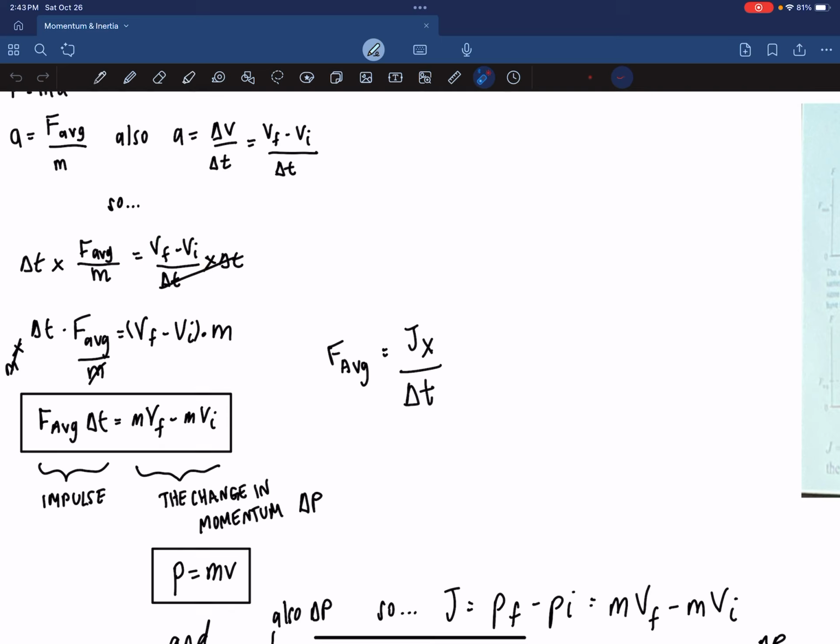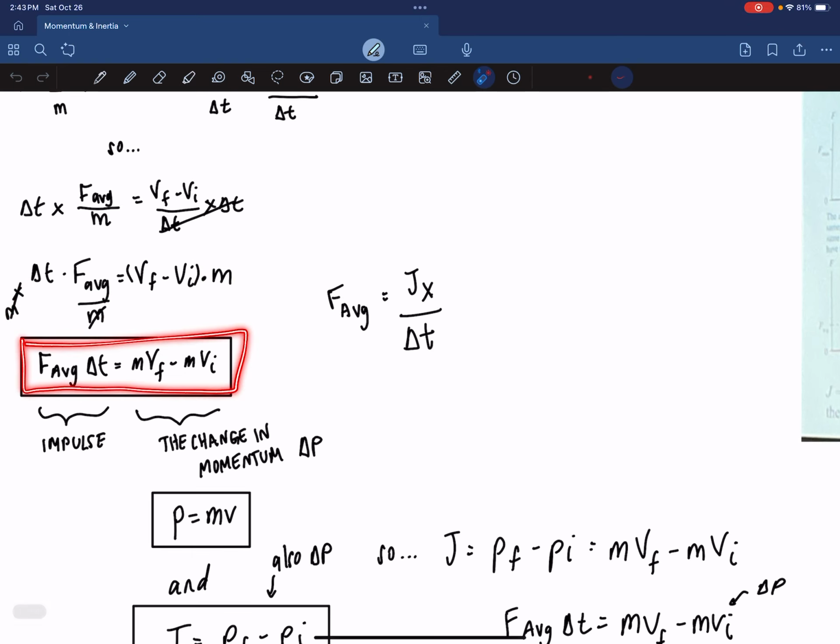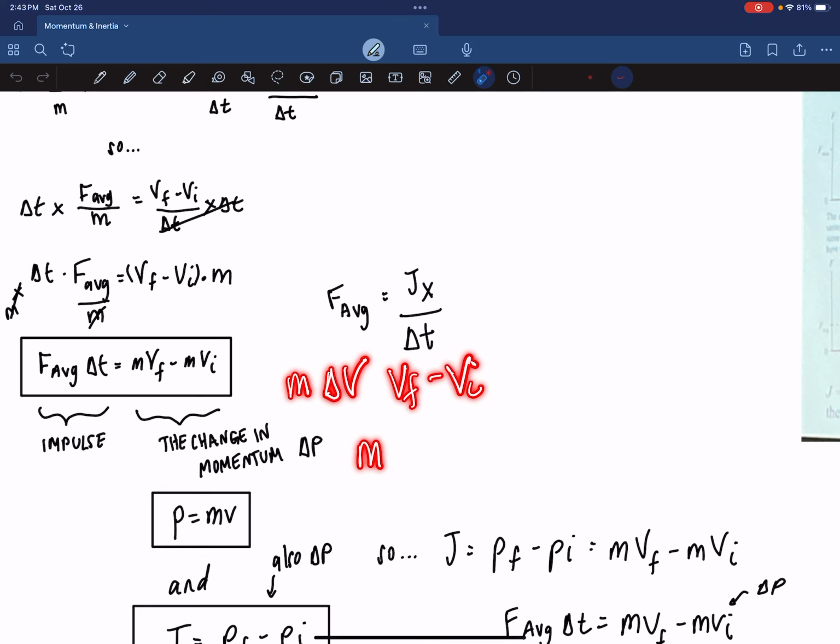Now you can rearrange this equation even more by moving time over to this side, by multiplying it out, and then doing the same exact thing with mass. And when you do these two things, you get this equation. This is force times the change in time is equal to mass times the change in velocity. If you write that out, we have mass times the change in velocity. And since velocity is Vf minus Vi, we have mass times Vf minus Vi. And then you can distribute the mass out. And when we do that, we get mvf minus mvi.